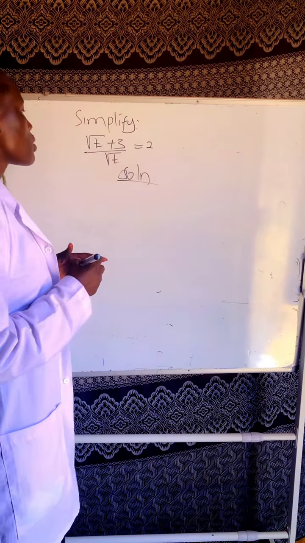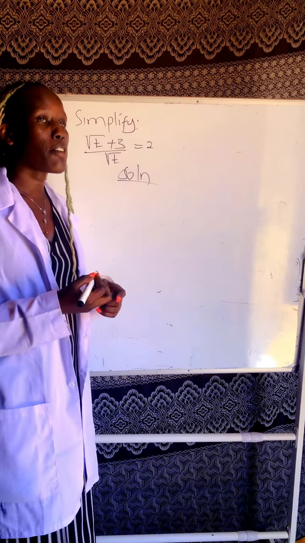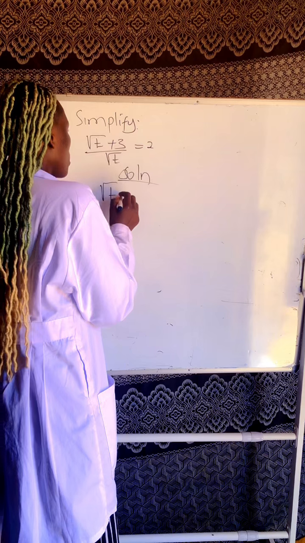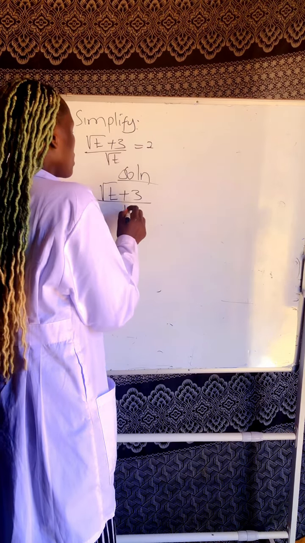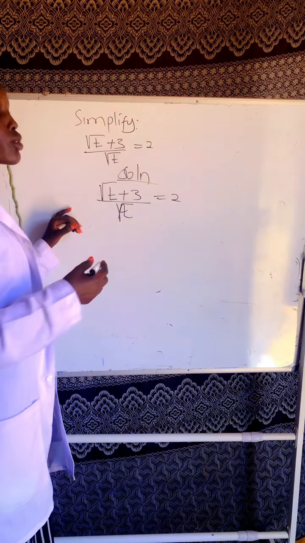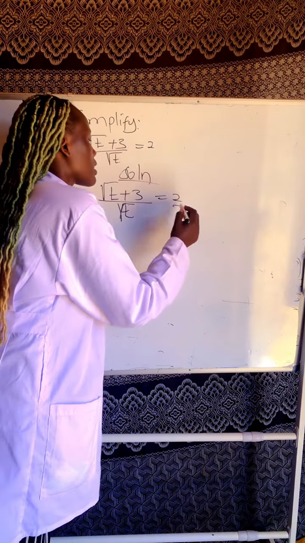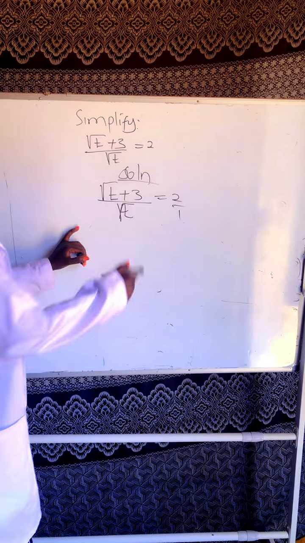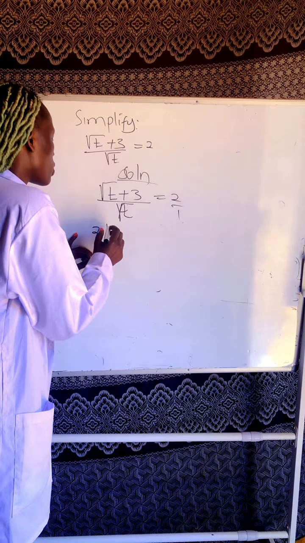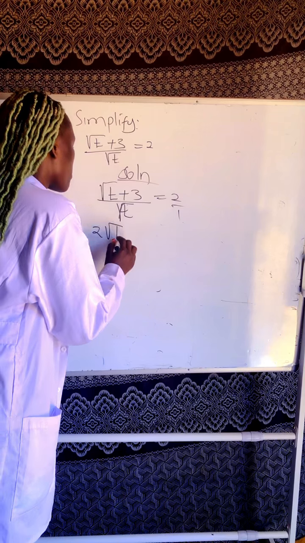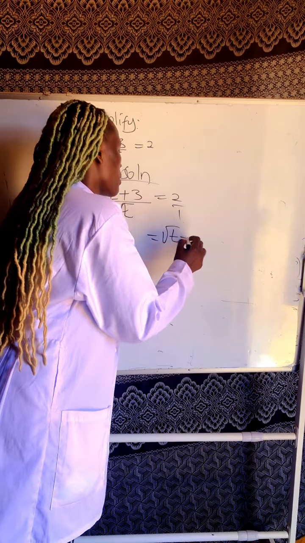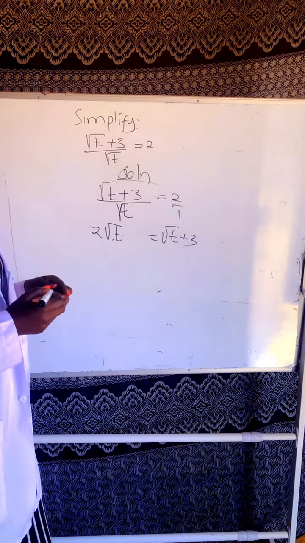So the first thing we need to do is to cross multiply, but before that you first need to write your equation: (root of t plus 3) out of root of t is equal to 2. What do we need to do here? We need to cross multiply. Here 2 is the same as 2 out of 1. Then you cross multiply, and you'll have 2 root of t is equal to root t plus 3.